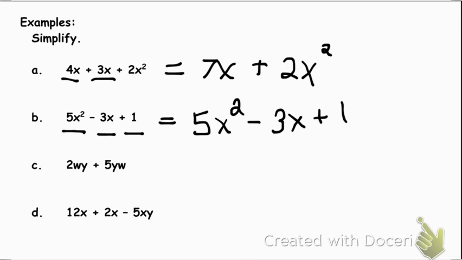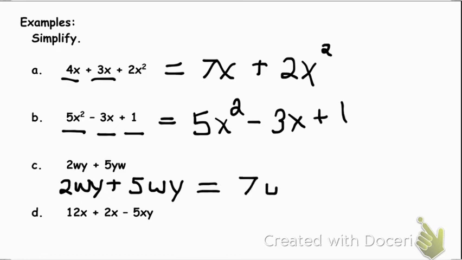Okay, so let's just change one of those. Let's keep 2yw the same and switch 5wy around. So now our variables are the same. It's wy with the same exponent, so we can add them together. So I'd get 7wy.